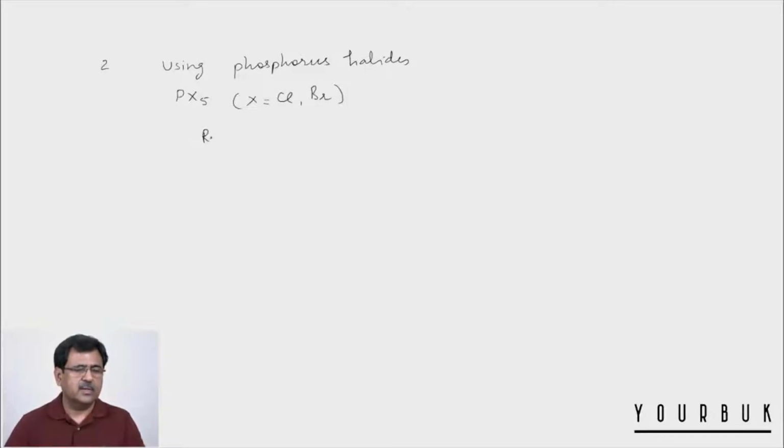So we are reacting alcohol with PX5, phosphorus pentahalide. It forms RX. So we are replacing OH by X. And the side product is POX3 plus HX.